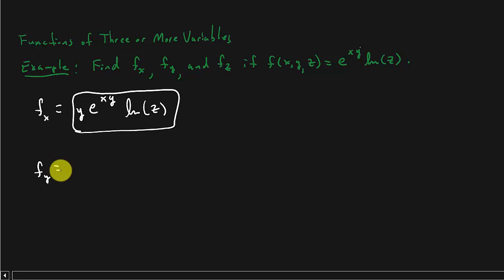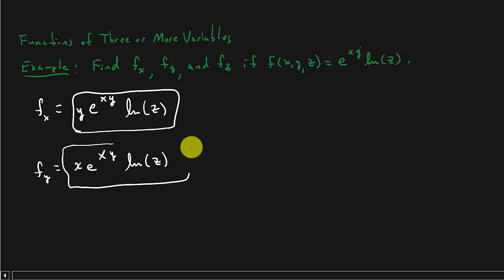Now let's do the partial with respect to y. Well, that's e to the xy natural log z. Natural log z, once again, is still just a constant. And then the derivative of e to the xy is e to the xy times the derivative of the exponent. What's the derivative of xy? Remember, x is a constant, y is our variable, so the derivative of xy is x. And there's your answer.